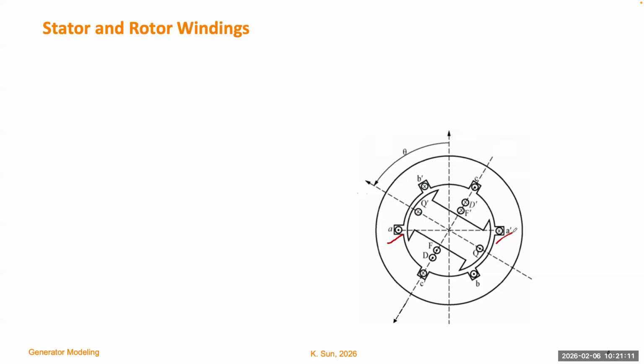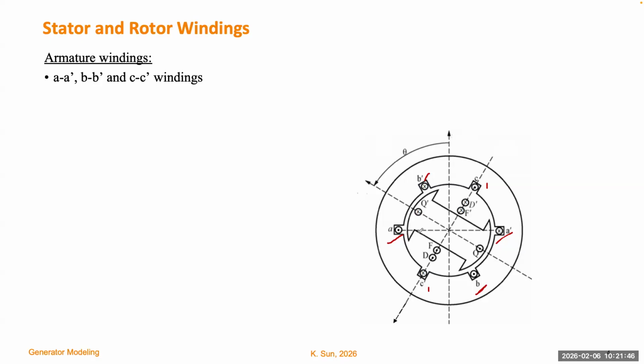The stator doesn't move, because we assume the rotor revolves counterclockwise. If the rotor faces the axis of phase A, then after another 120 degrees, it will be facing phase B. So B will be here, and this is B prime, and C is here, and this is C prime. Those three windings will stay there, and we need to model those three windings.